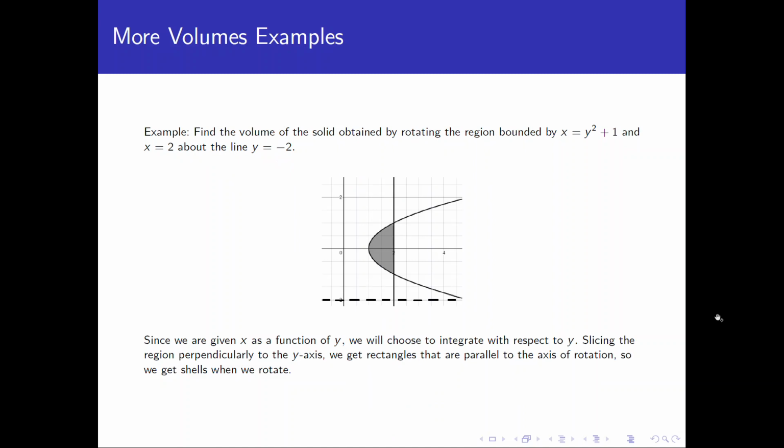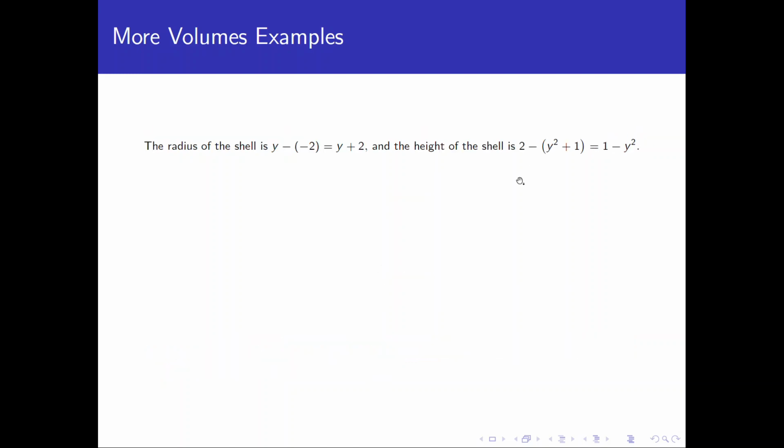Again, going back to the picture, the shell gets its height from the rectangle that you would imagine in here. The rectangle goes from 2 down to y squared plus 1. So subtract those two values, you get 1 minus y squared for the height of the shell. Last thing we notice, the two curves, x equals y squared plus 1 and x equals 2, intersect when y is plus or minus 1. You can see that in the graph, but of course the main way you would find this would be to set them equal to each other and solve. Done that in algebra class a number of times.